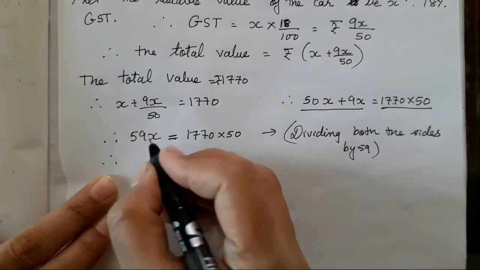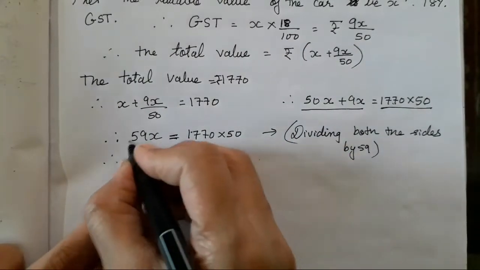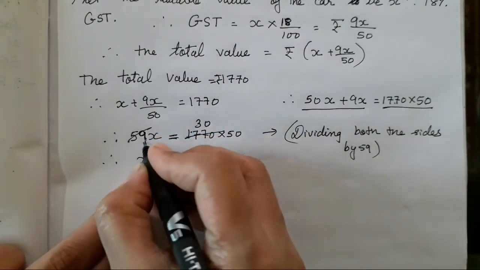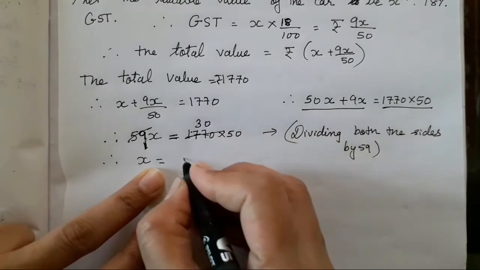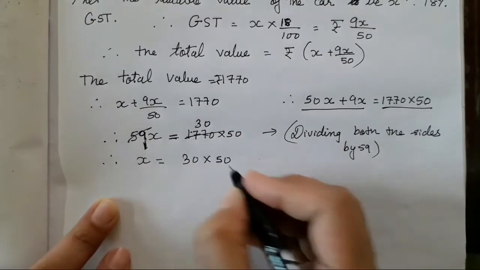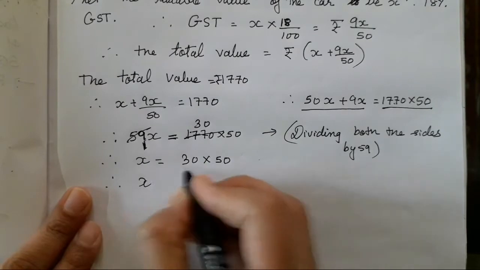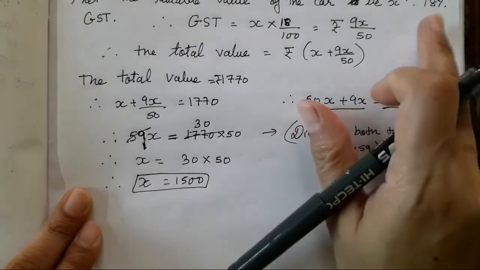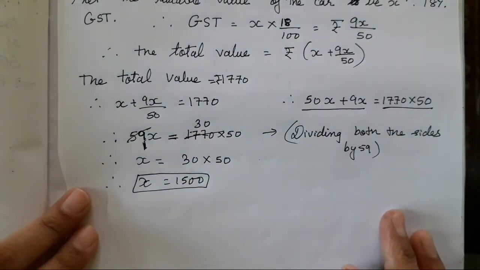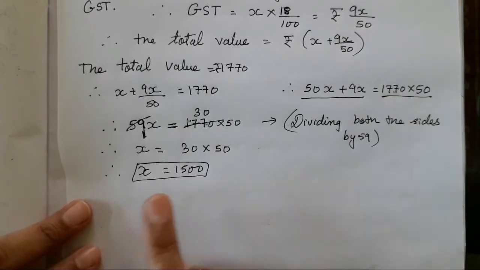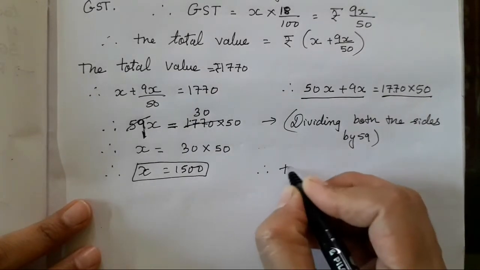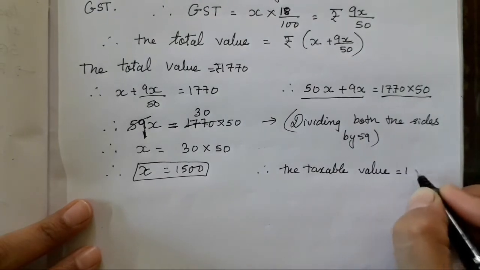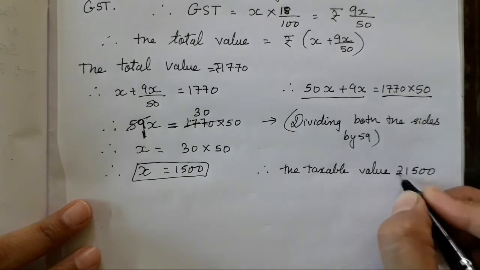So by dividing both the sides, you are going to get x is equal to, see, 59 ones are 59, then only x will remain, and 30 into 50. Isn't it? Now it is very easy. You all can directly multiply it. 3 5s are 15, add 2 zeros. So you have got your x. And what was x supposed to be? x is supposed to be the taxable value. Isn't it? So you all have got x. Write it down. The taxable value is equal to 1500 rupees.